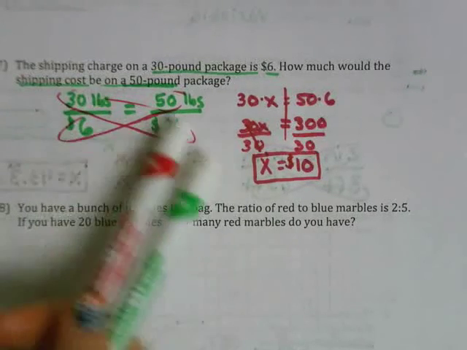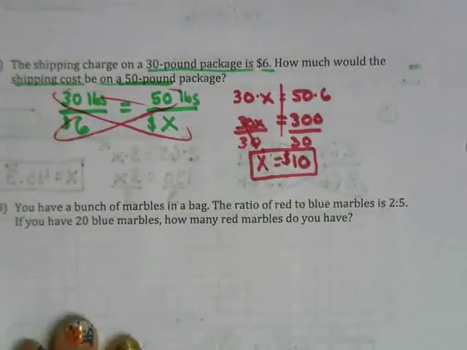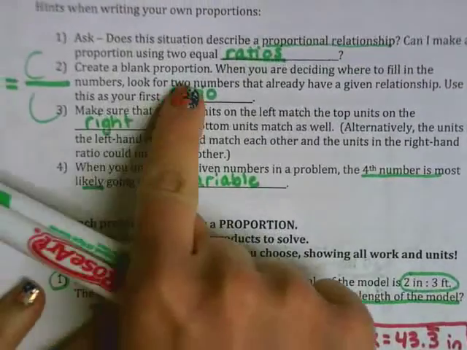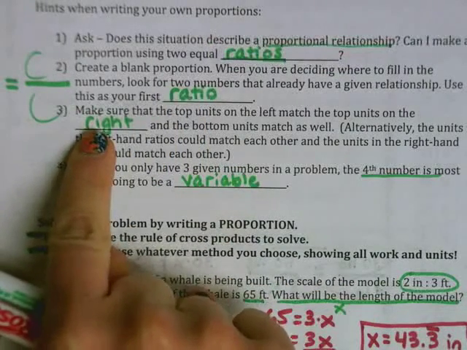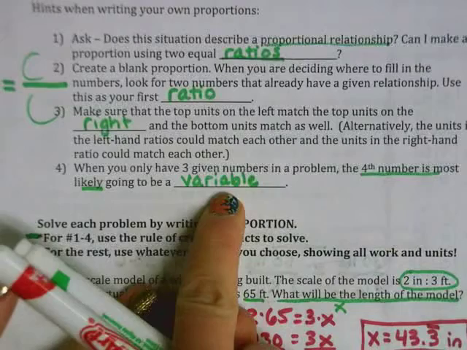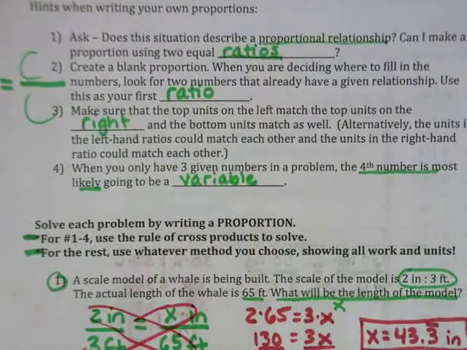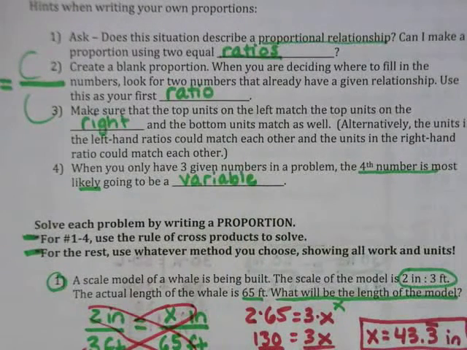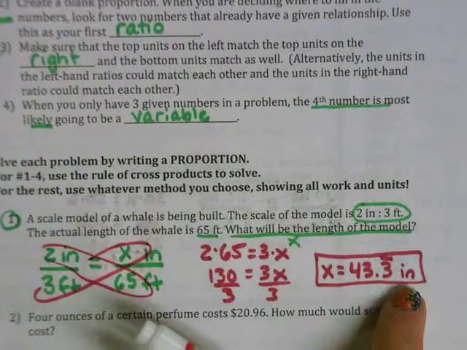So that's the strategy for setting up your proportion. If you get stuck when you're doing these, come back and go through the steps. Make sure you're looking for a ratio, keeping the units equal to each other, and hopefully your blank space is going to be your variable. All right, we're going to let you try the rest of this on your own and see what you can come up with. Don't forget units in all of your answers.